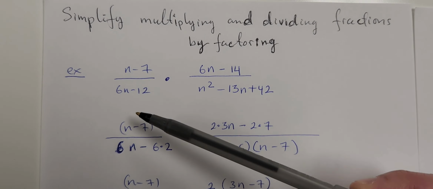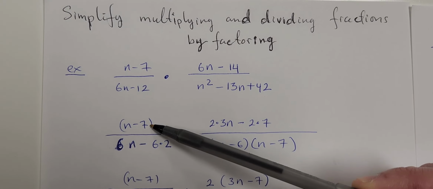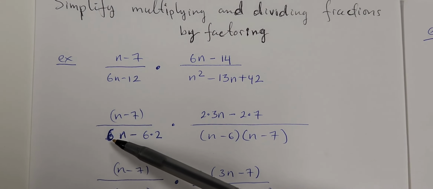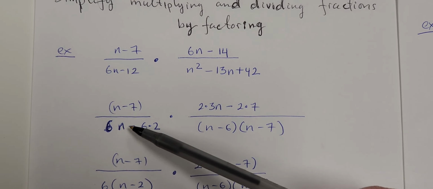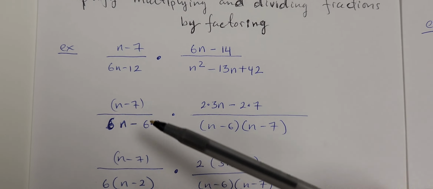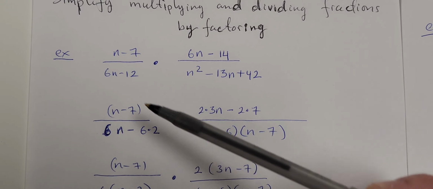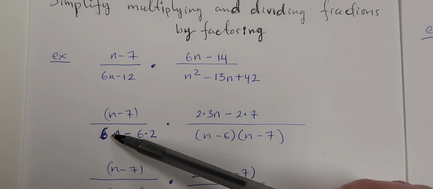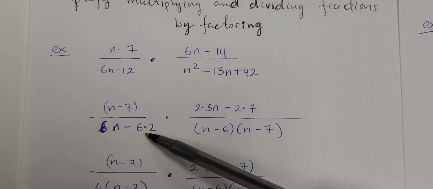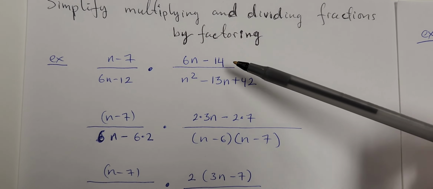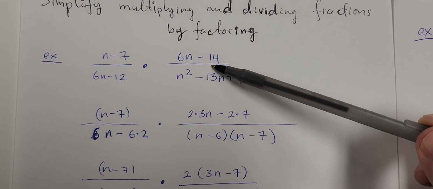So n minus 7 is already factored, so leave that alone. For 6n minus 12, the factor is 6 times 2, okay? 6n, we'll leave that alone. The 12 is 6 times 2. Repeat this process with the second set of fractions.